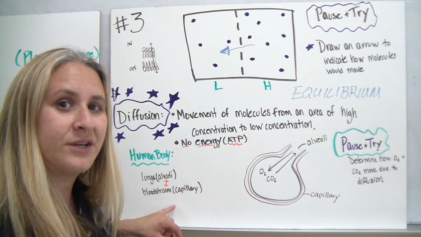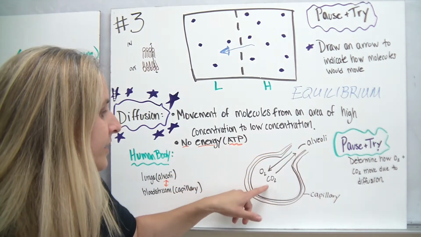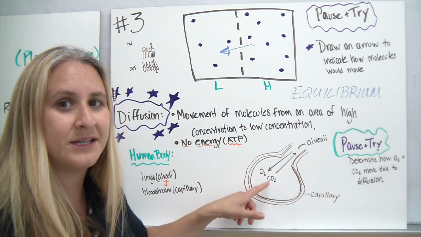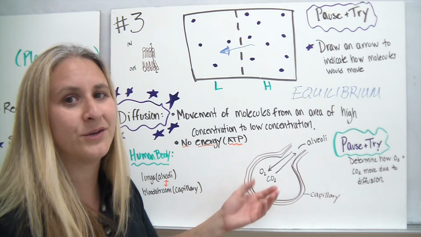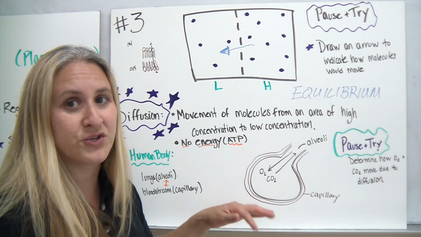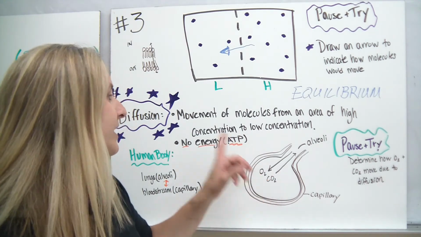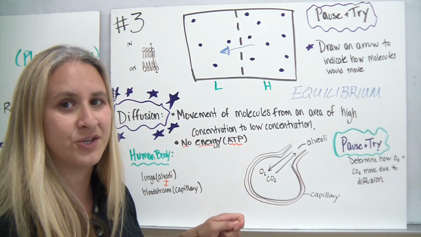The way that things are actually going to move is we're going to bring the air into our lungs, into these little sacs called the alveoli, and somehow these molecules need to get into our bloodstream to travel to the cells. And the way that they're going to do that is based on diffusion.